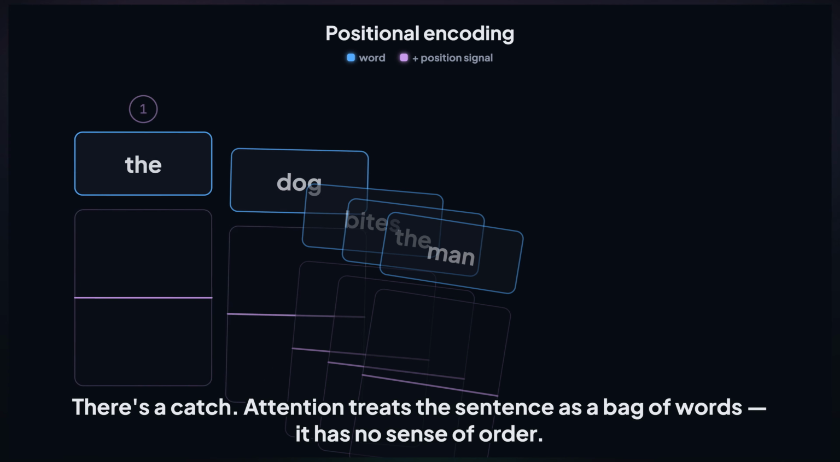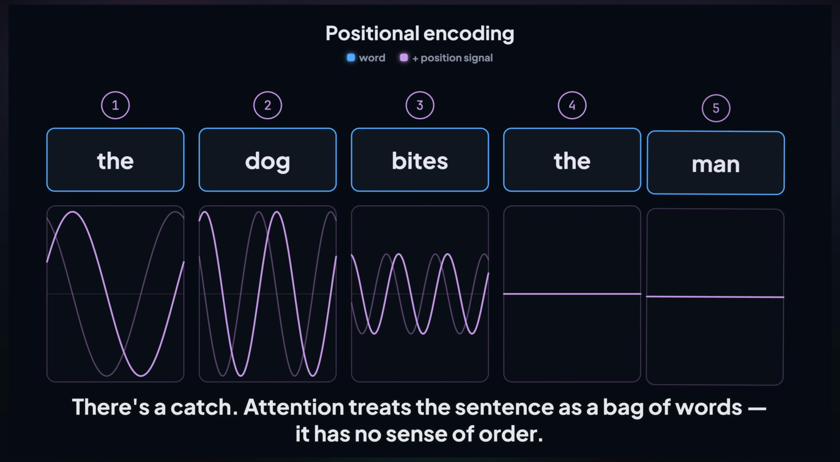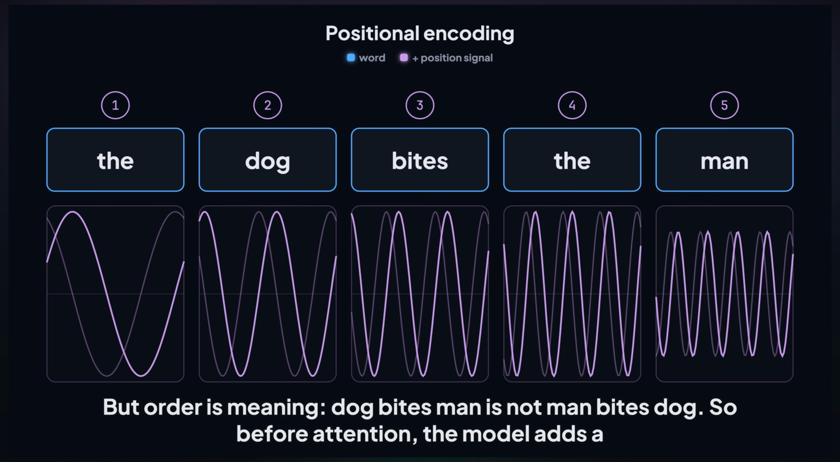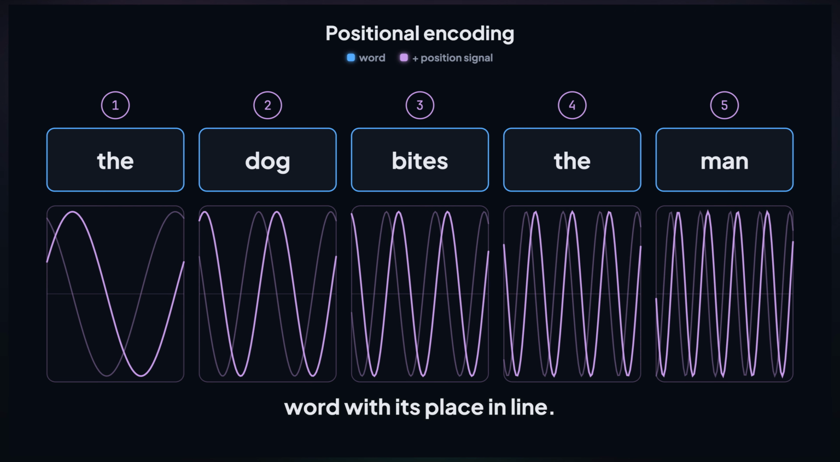There is a catch. Attention treats the sentence as a bag of words. It has no sense of order. But order is meaning. Dog bites man is not man bites dog. So before attention, the model adds a positional signal to each vector, a fixed pattern of sines and cosines that stamps every word with its place in line.